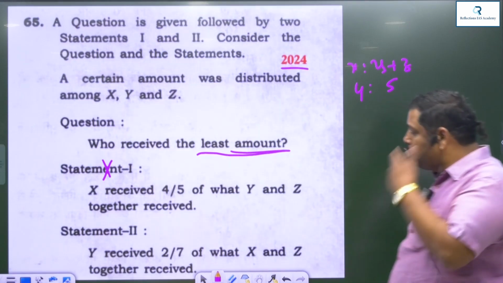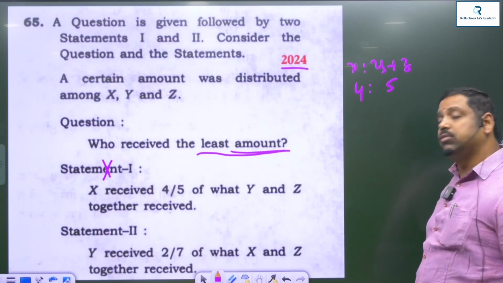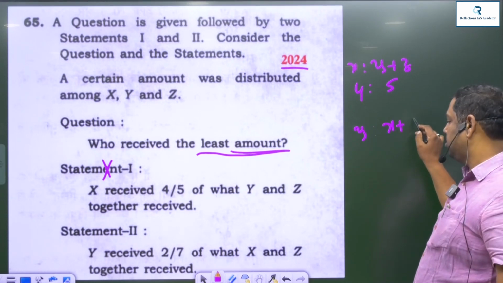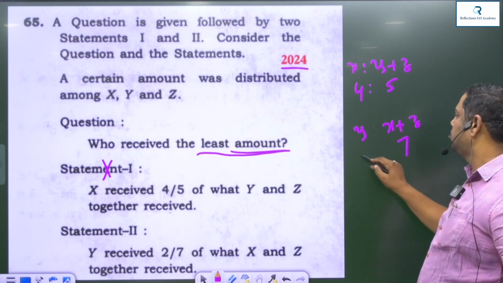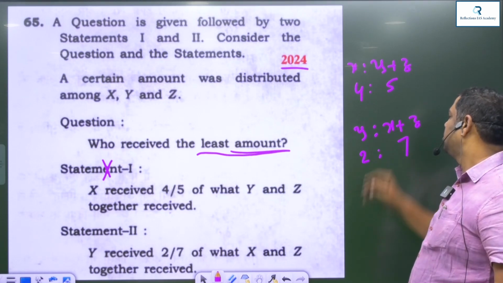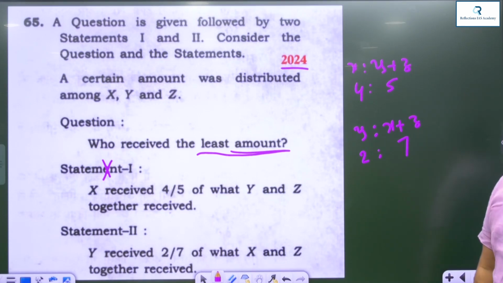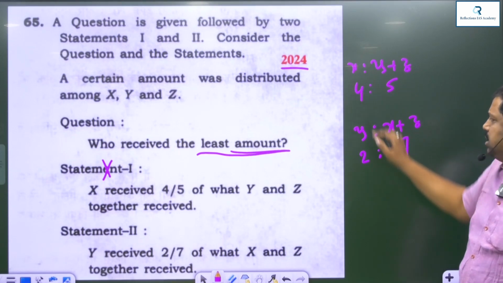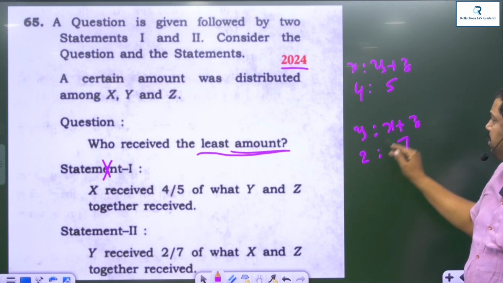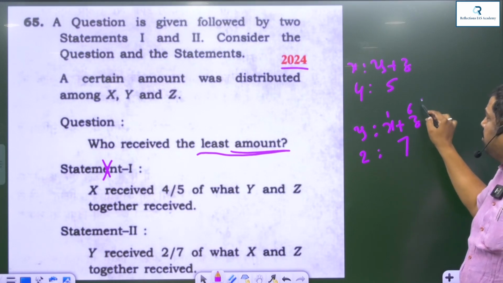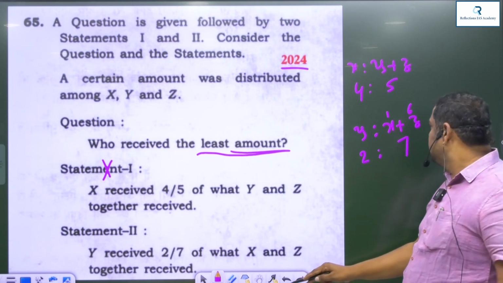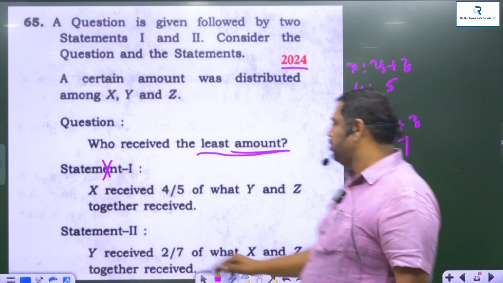Second one, Y received 2 by 7th of what X and Z together received. That means X and Z, if they received 7, Y receives 2. Yes or no? Okay. Still, I can't say that this is the least one. Why? Because it can be 1, it can be 6. Right or wrong? I don't know. That's why I am unable to answer by using the second one also.